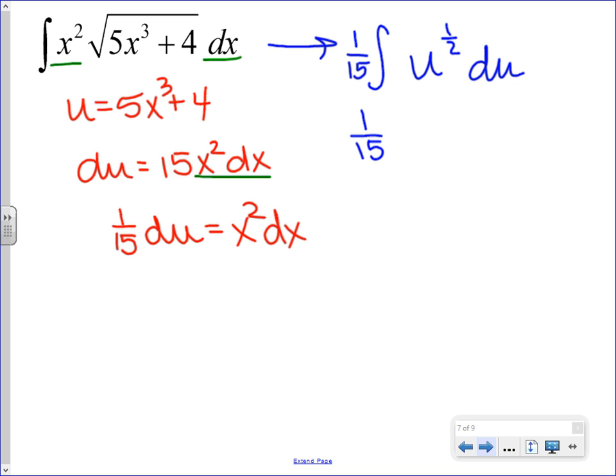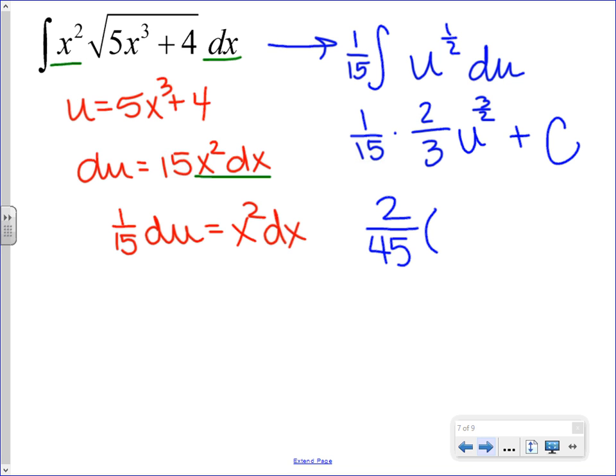So now I'm going to do the power rule. This becomes u to the 3/2 times 2/3, which is also times 1/15, plus c. And then to get to the answer that I want, we will have to rewrite this as 2/45, and then the u is really 5x cubed plus 4 to the 3/2 plus c.